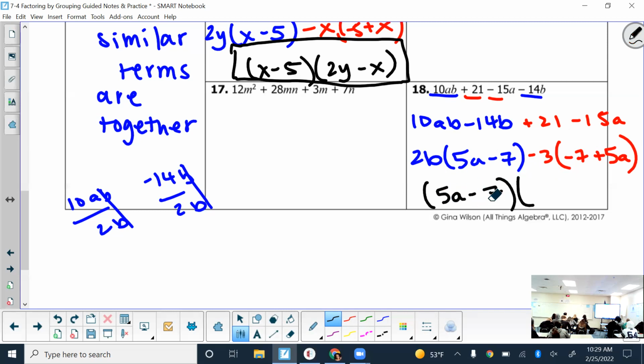Common binomial is part of the answer. What's the other part? Your GCF, so 2b minus 3.